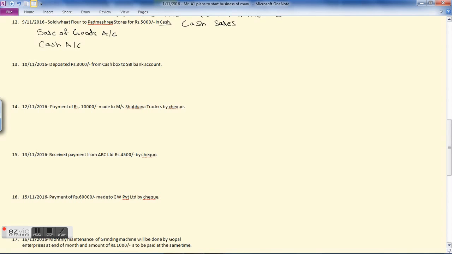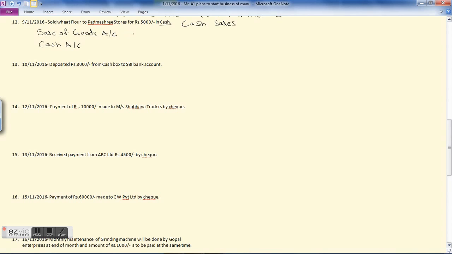Since this is a cash sale, Padmashri account need not be affected. If it was a credit sale, then we would have used that Padmashri stores account. Credit means what? The payment will be at a later date. Here the payment is made immediately. Now let's see the sale of goods account. It's an income.